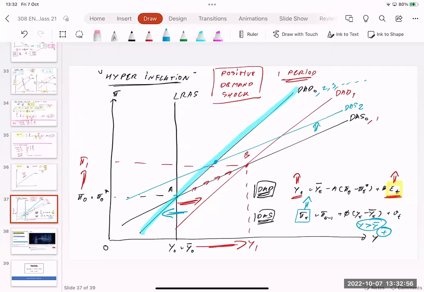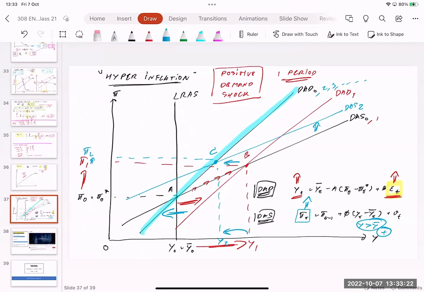DAS shifts up, DAD shifts back to the left. The equilibrium point moves from B to C. GDP slows down a little bit from Y1 to Y2. Inflation increases a little bit from pi 1 to pi 2. And then how about the next period? Time 3, time 4, time 5.